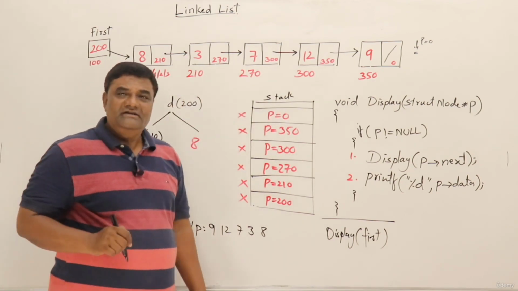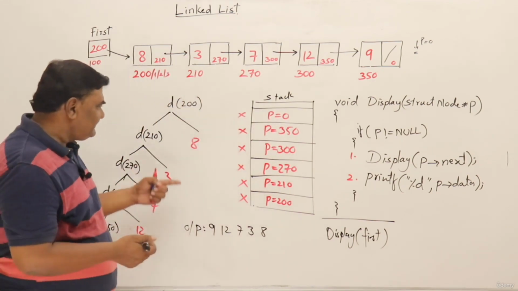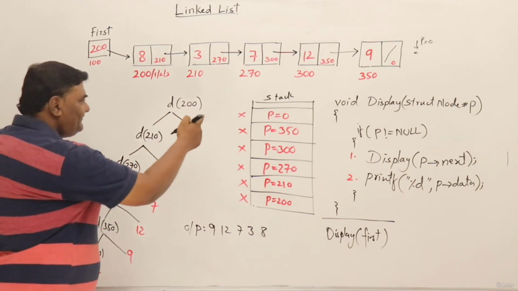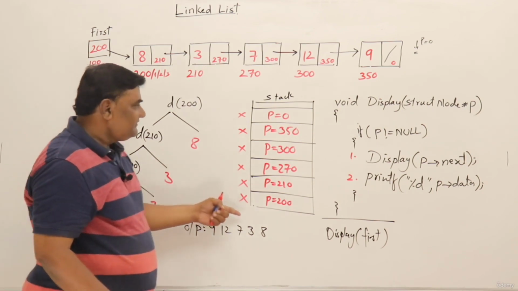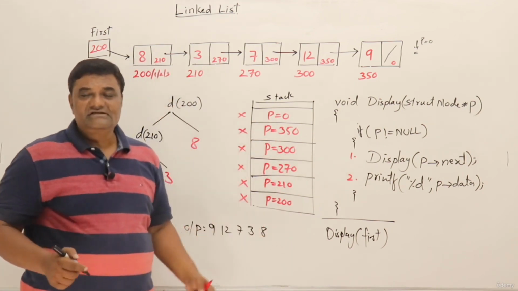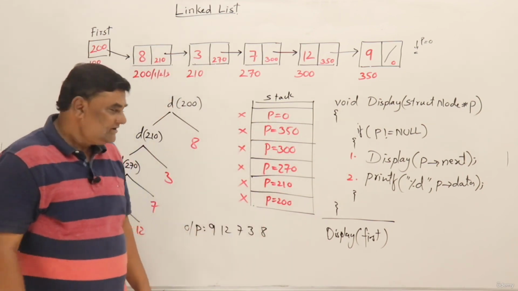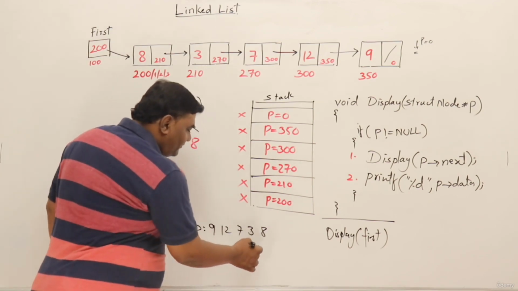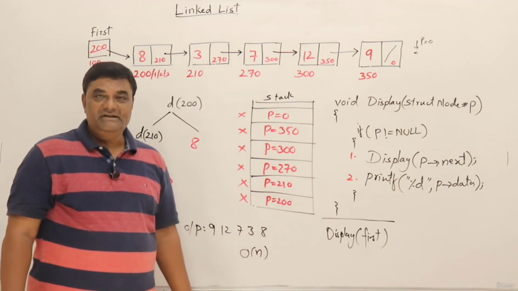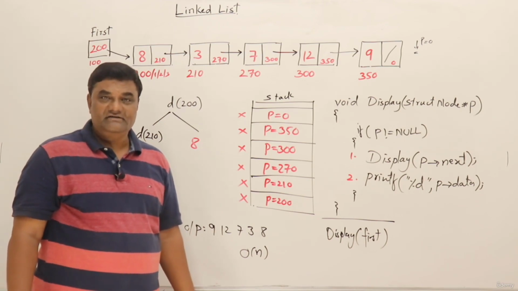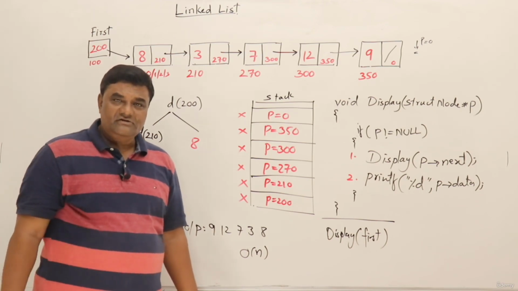Then what about the time and the space taken by the function? That is same amount of time. For 5 nodes, 1, 2, 3, 4, 5, 6 calls are there, and the size of the stack is also 6. So it is taking same amount of space and time. So the time and the space is order of n only. So that's all about traversing and displaying linked list recursively. We'll see more operations on linked list.